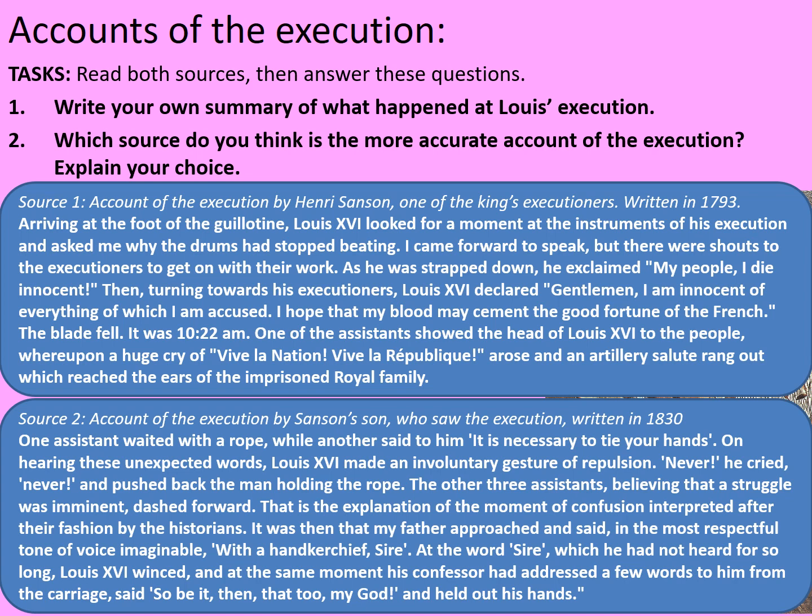One assistant waited with a rope, while another said to him, "It is necessary to tie your hands." On hearing these unexpected words, Louis XVI made an involuntary gesture of repulsion. "Never!" he cried out. "Never!" and pushed back the man holding the rope. The other 3 assistants, believing that a struggle was imminent, dashed forward. That is the explanation of the moment of confusion interpreted after their fashion by the historians.